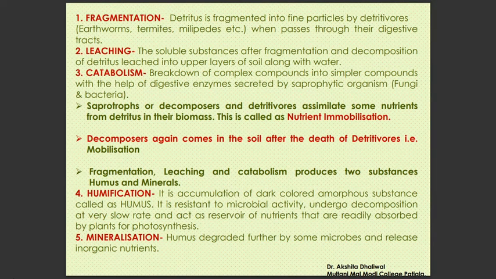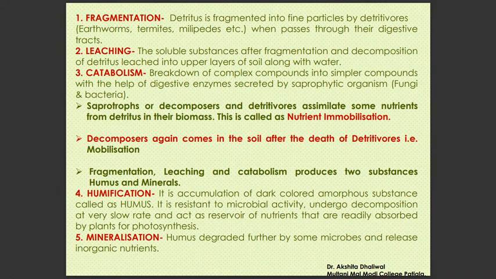First is fragmentation. When detritus is fragmented into fine particles, it passes through the digestive tracts of detritivores. The examples of detritivores are earthworms, termites, and millipedes. Then is leaching. Leaching is when the soluble substances after fragmentation and decomposition of detritus leach into upper layers of soil along with water. But when these soluble substances leach down into the deeper layers of soil, they get precipitated and become unavailable to the plants.